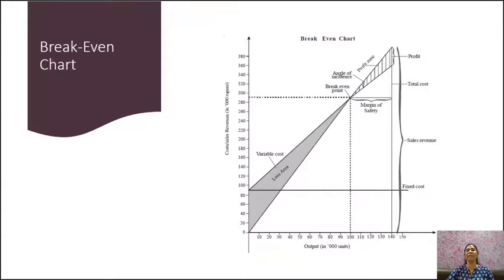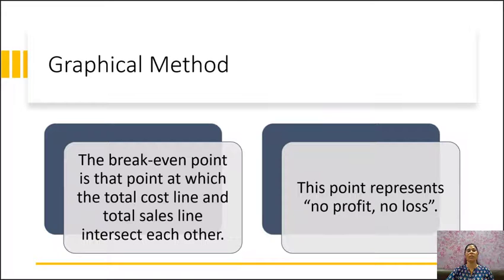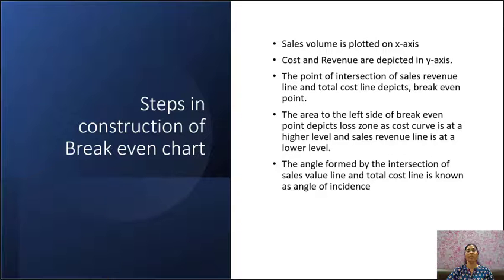So this is the break-even chart. You can see here the x-axis and y-axis. So this is the region here and this is the point of intersection. So this is the point which is called the break-even point. So let us see what the break-even point is.